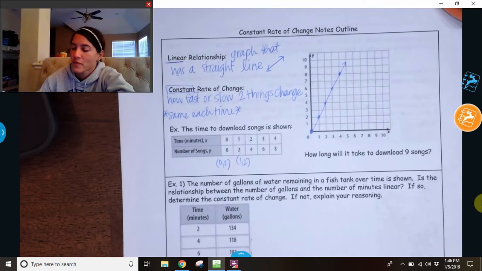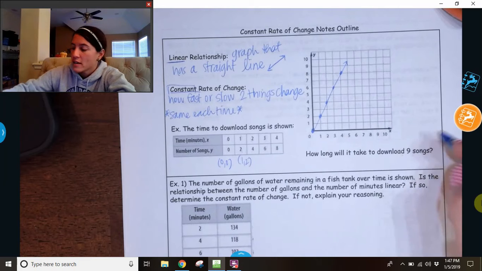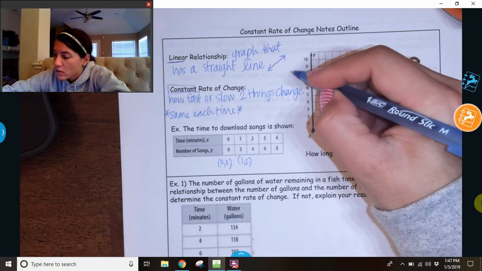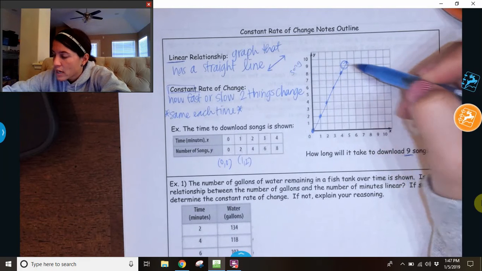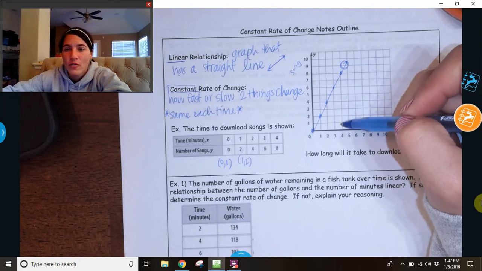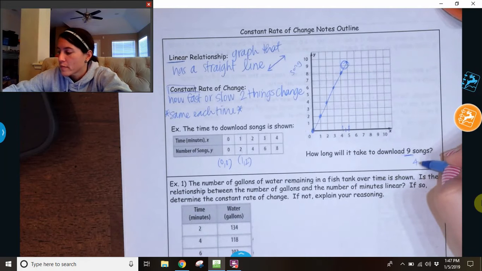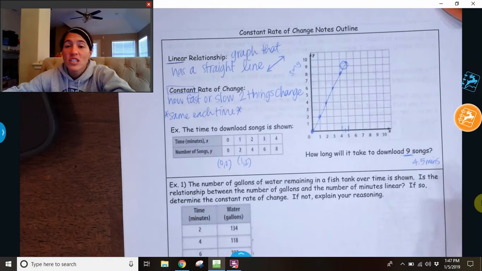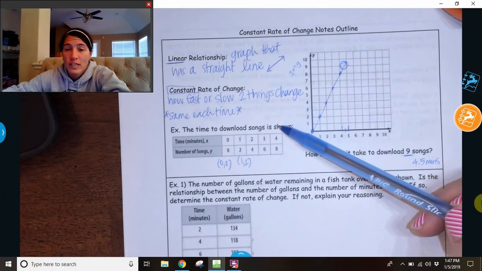It's diagonal. Now, how long will it take to download 9 songs? Well, you could look at our graph, this is the y-axis, 9 songs would be here, so it's going to be kind of in the middle of 4 minutes and 5 minutes. So 4.5 minutes. So this is just an example of a linear relationship, and you were given the table.